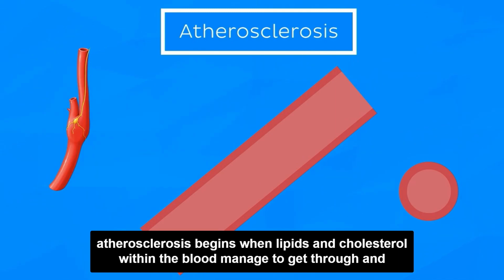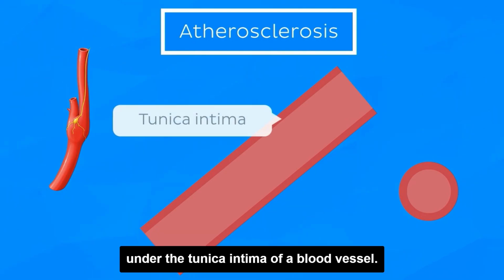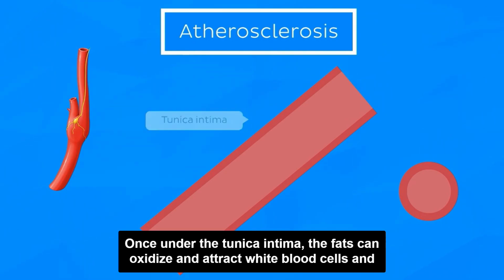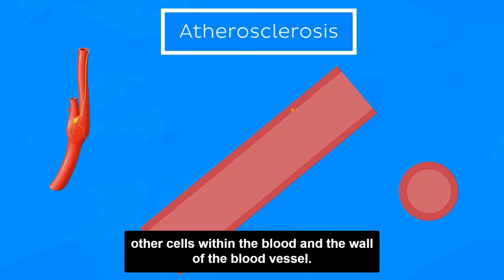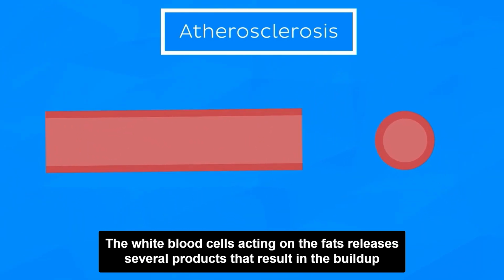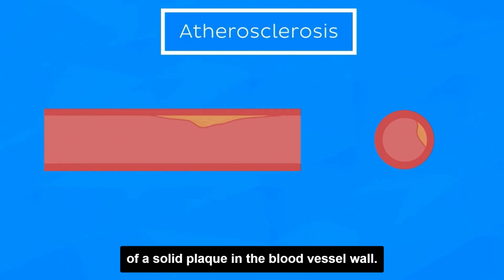However, atherosclerosis begins when lipids and cholesterol within the blood manage to get through and under the tunica intima of a blood vessel. Once under the tunica intima, the fats can oxidize and attract white blood cells and other cells within the blood and the wall of the blood vessel. The white blood cells acting on the fats releases several products that result in the buildup of a solid plaque in the blood vessel wall.